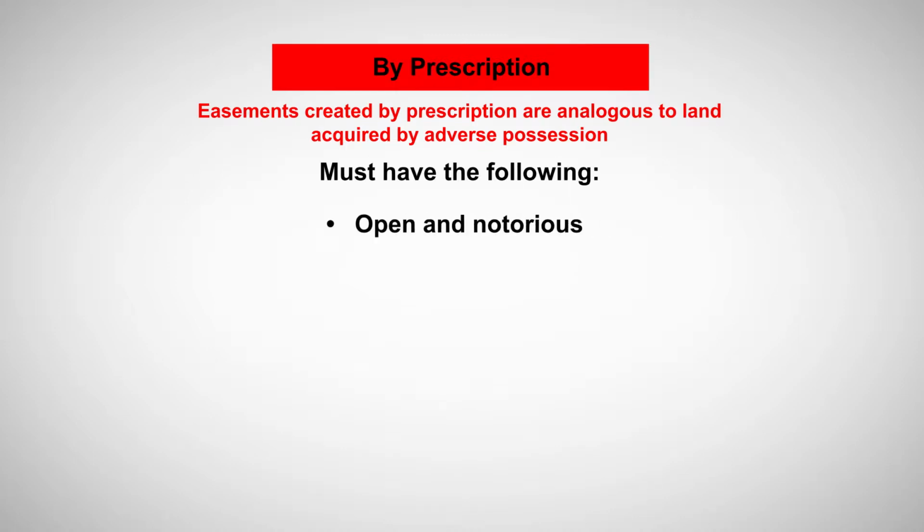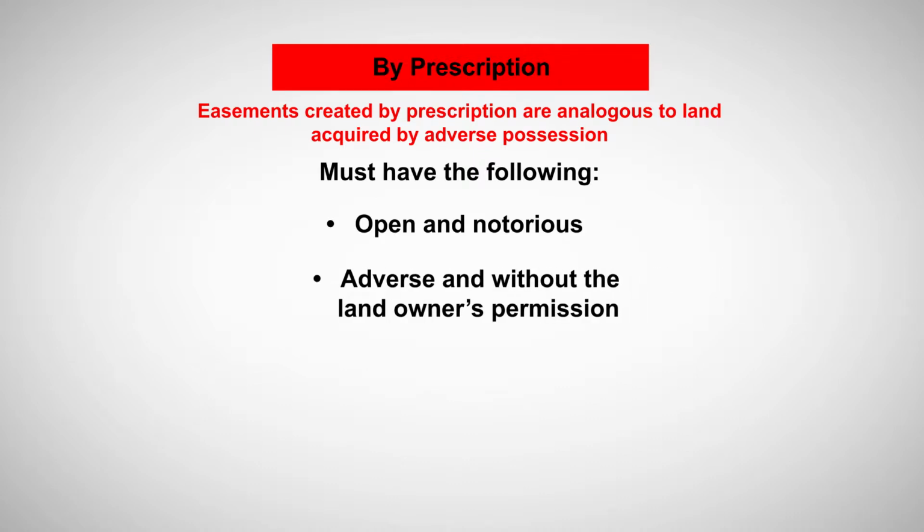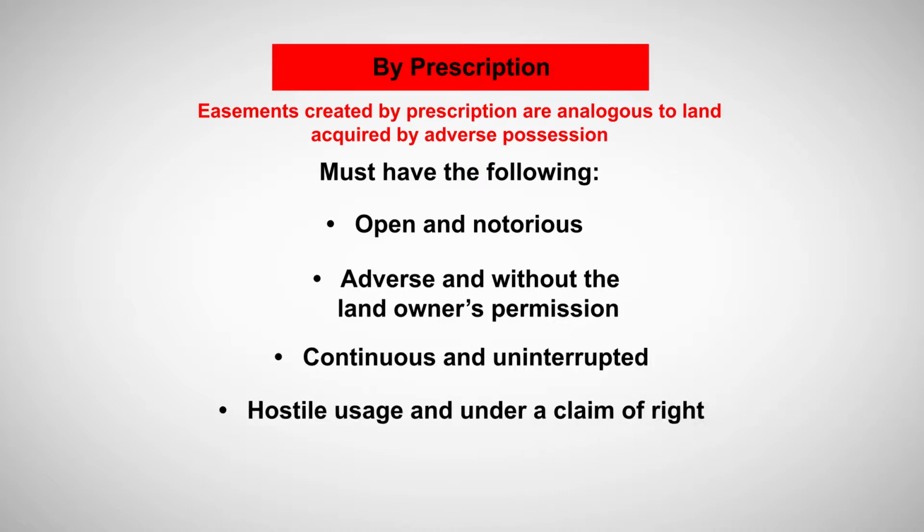First, the usage must be open and notorious. Second, the usage must be adverse and without the landowner's permission. Third, the usage must be continuous and uninterrupted. And fourth, the usage must be hostile and under claim of right, which means that the user cannot, for example, use the land with the express permission of the owner or under a lease agreement with the owner.